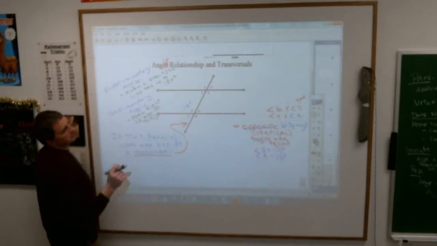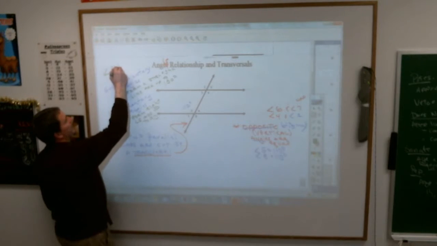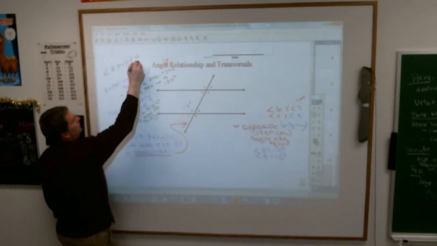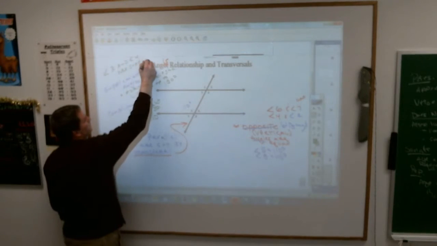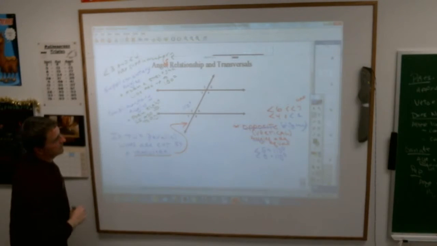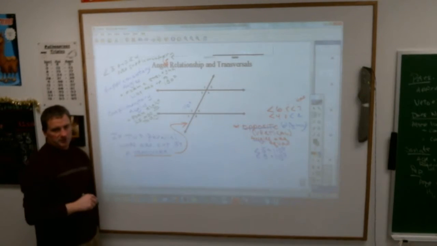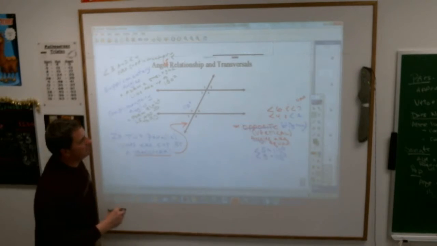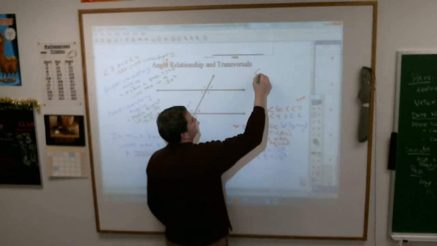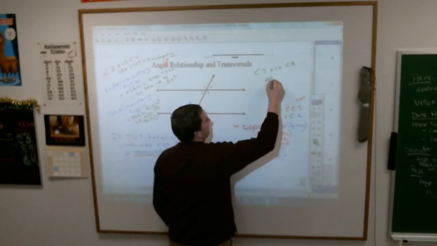3 and 4. Very good, yes. Angle 3 and angle 4 are supplementary. Very good. Any other angles that are supplementary? There are probably 1, 2, 3, 4, 5, 6, 7, there's probably 8 different pairs of angles that are supplementary there. Jacob, another supplementary angle? 7 and 8. Angle 7 and angle 8 are supplementary.